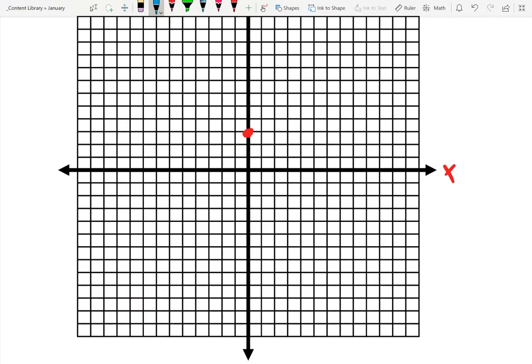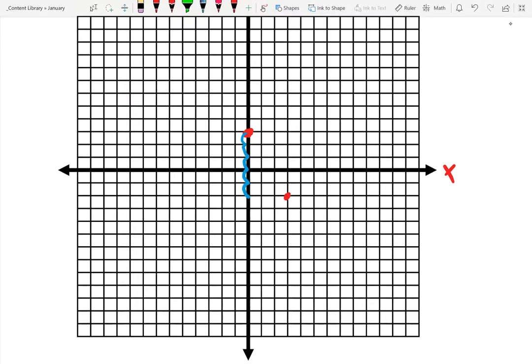You just trace, but since you can't see me trace, I'm actually just going to write on the paper, but I will erase it. We're going to count down 1, 2, 3, 4, 5 spaces, and then write 3. 1, 2, 3. Okay, and that ends up over here at this point.